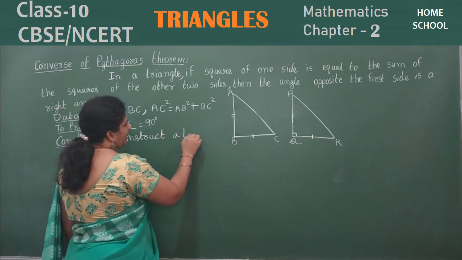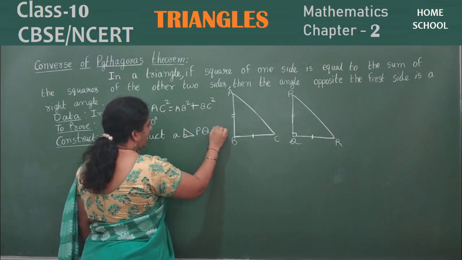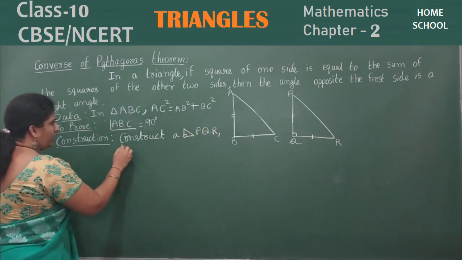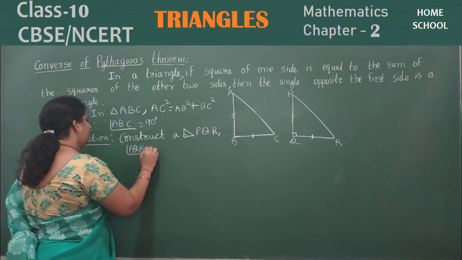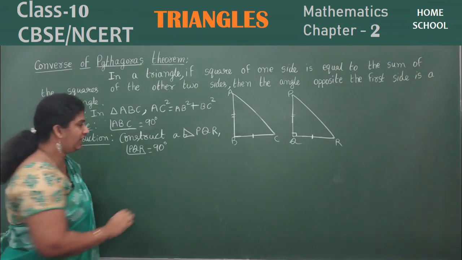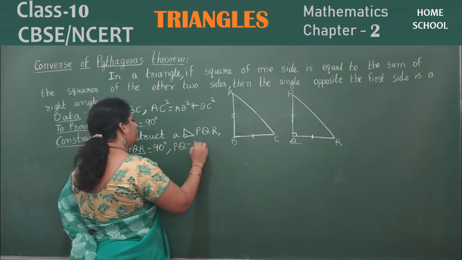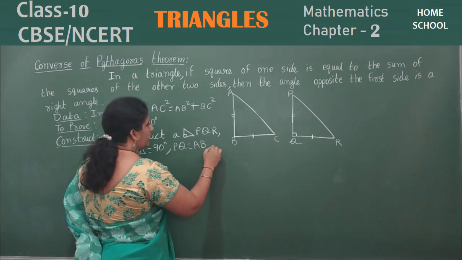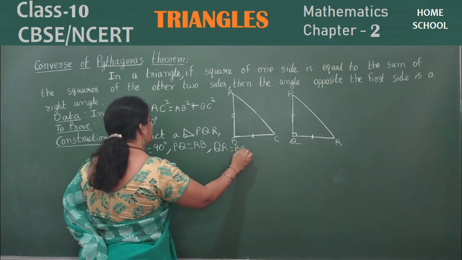Construct a right angled triangle PQR where angle PQR is equal to 90 degrees, or it is a right angle, and in such a way that PQ is equal to AB and QR is equal to BC.